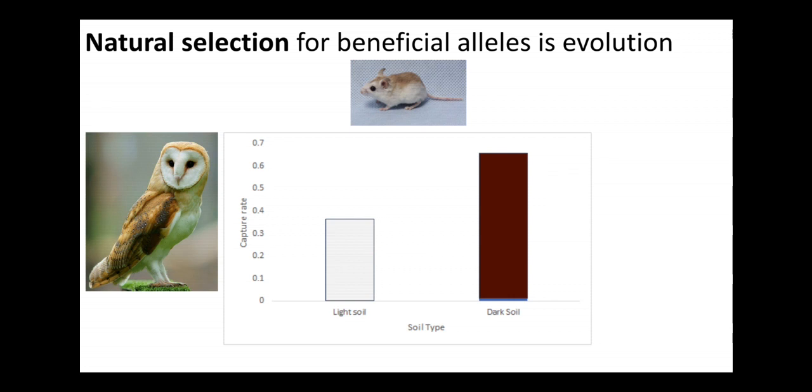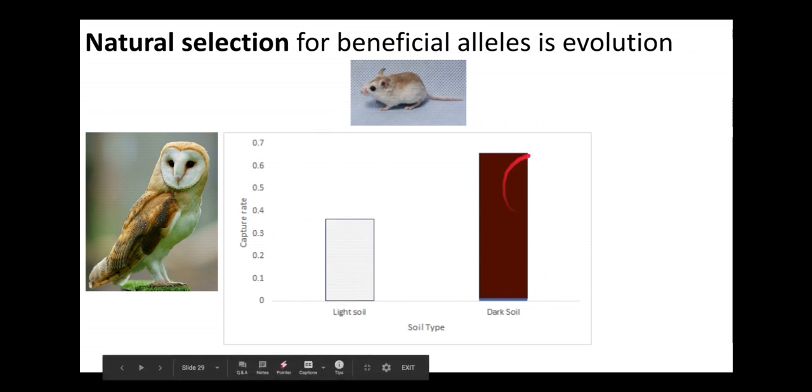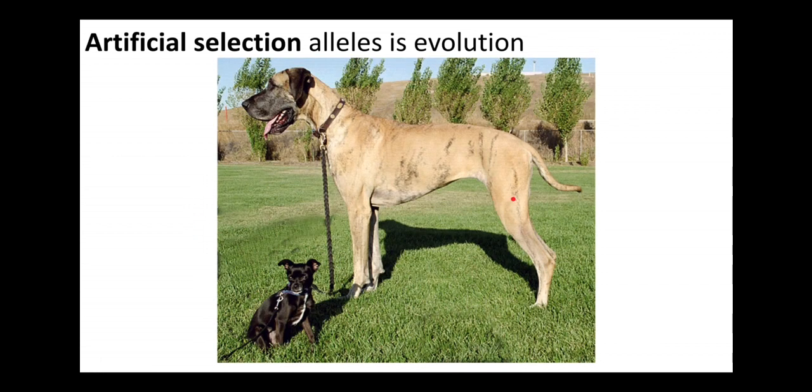So we would call this selection for white mouse being on white soil, or selection against white mouse being on the dark soil. Artificial selection is analogous to natural selection. It also results in evolution. We normally say we have bred dogs. We could also think we have evolved dogs in different directions through artificial selection. We have shaped their phenotypes and genotypes and genomes by selecting them artificially for different traits.